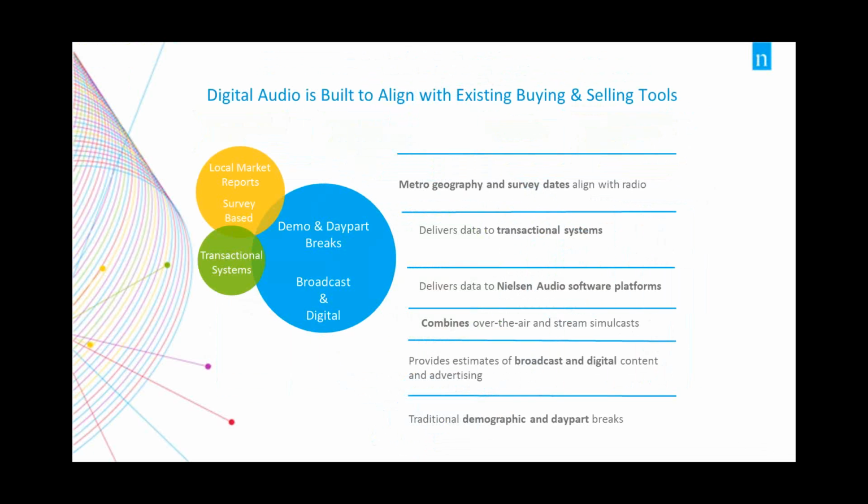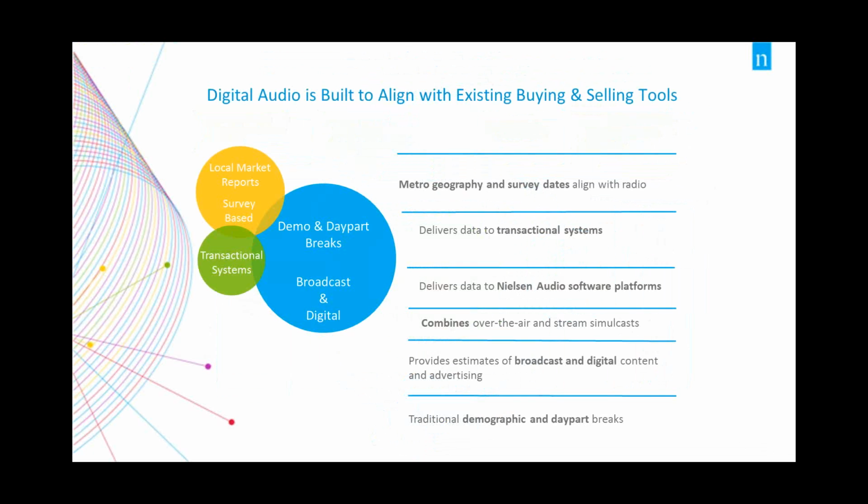So as it relates to the data, as it relates to the reports, things like that, we have aligned with the world you're already very familiar with, the radio broadcast world. So metro geography and survey dates are already in alignment with radio, which means we are doing survey-based and local market-based reporting. We are planning, as part of launch, to deliver these data to transactional systems. We are also, probably not surprisingly, going to make these available to Nielsen Audio software platforms. You can read that to mean TapScan, for those of you who are familiar with that.